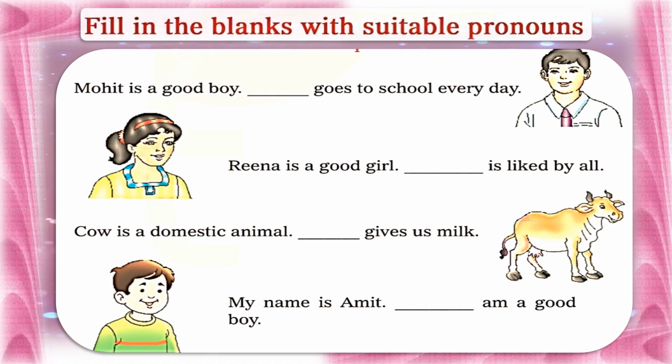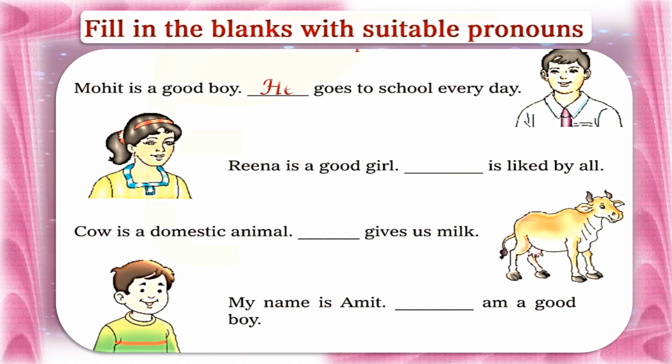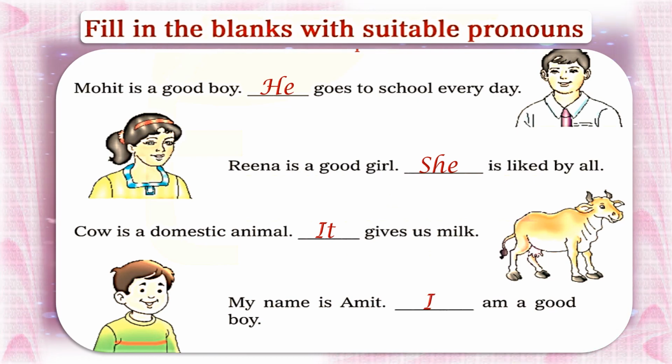Now fill in the blanks with a suitable pronoun. Mohit is a good boy. He goes to school every day. Reena is a good girl. She is liked by all. Cow is a domestic animal. It gives us milk. My name is Amit. I am a good boy.